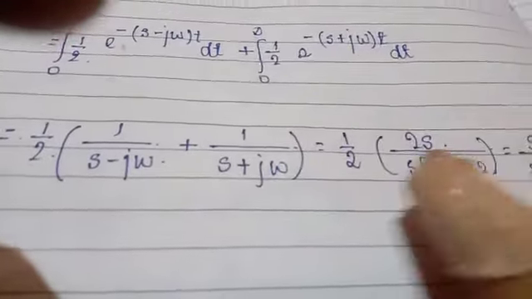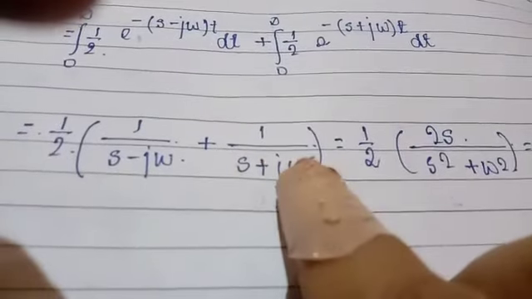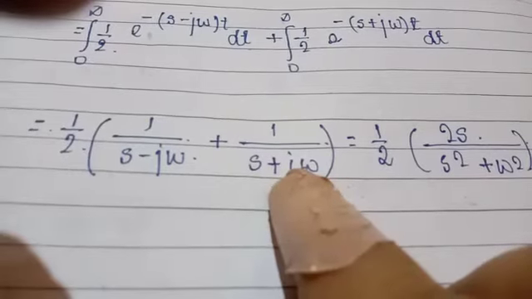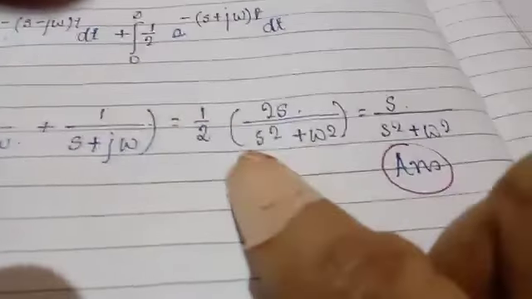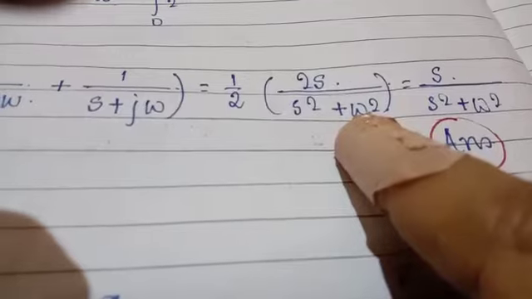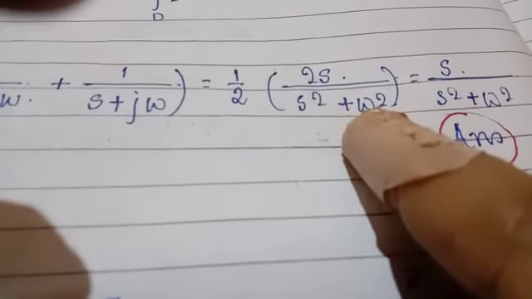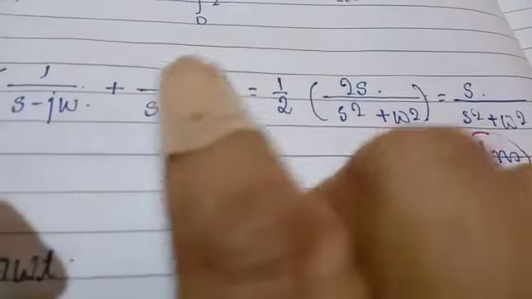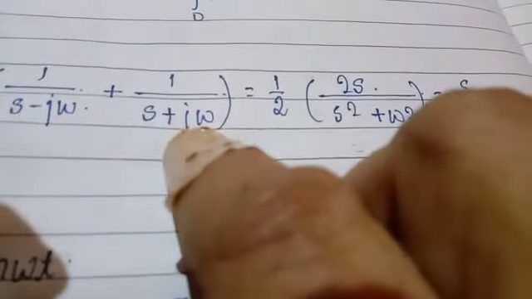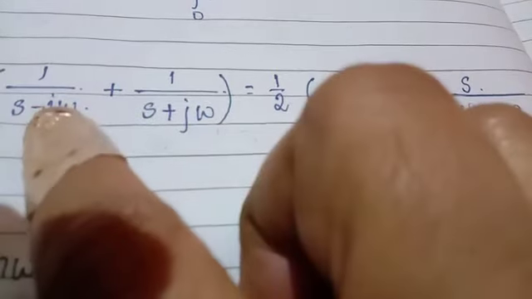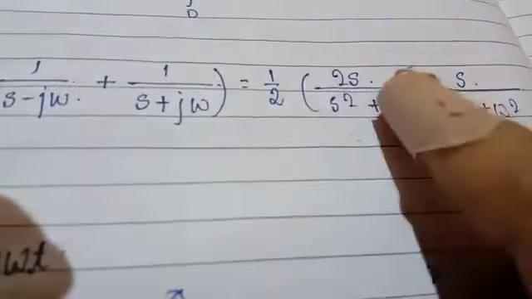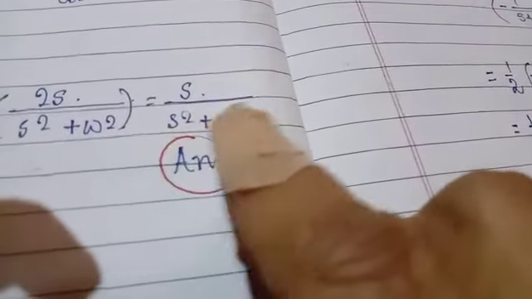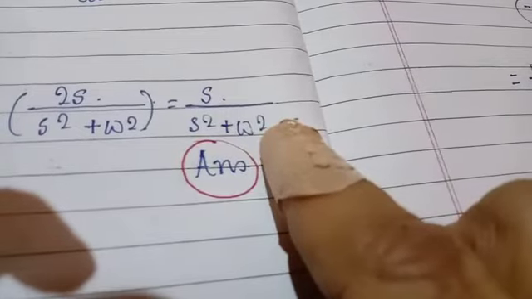If I simplify, a minus b into a plus b, here j is complex, so it gives s square plus omega square, because minus j square will give you 1, and in the numerator it is s plus j omega plus s minus j omega. So the j omega terms cancel, it becomes 2s, the 2 will cancel, and finally it will become s by s square plus omega square.